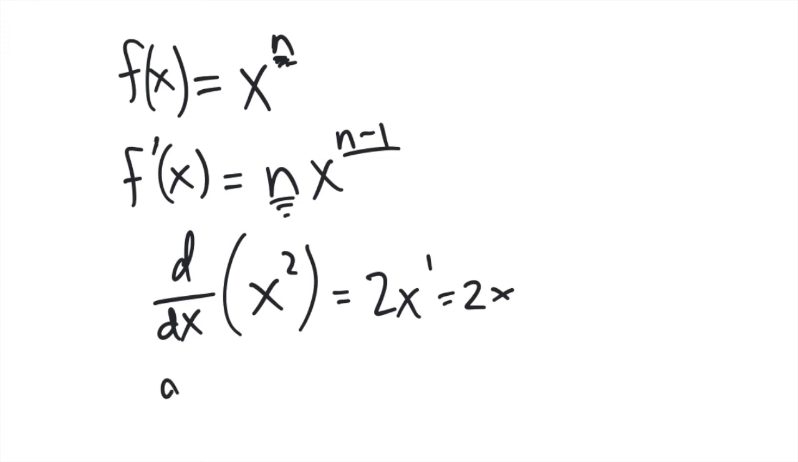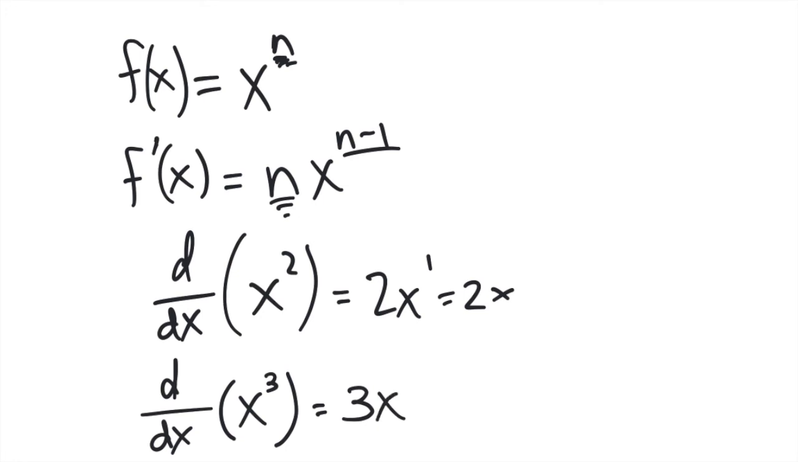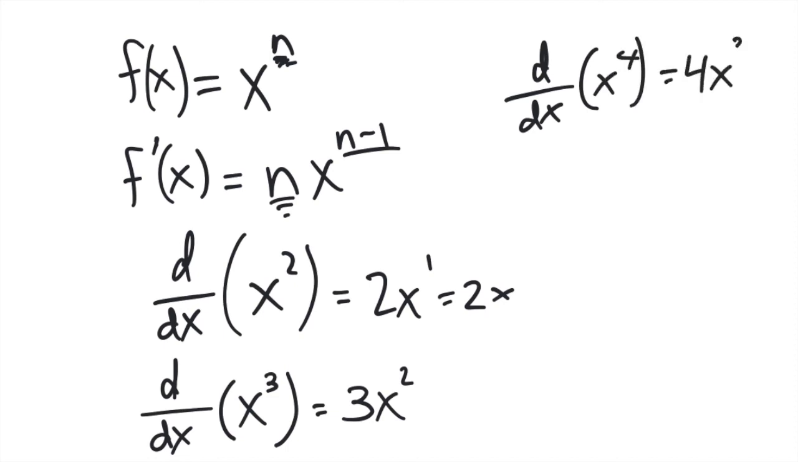What does that mean if you have your original function as x to the third? Well, then you're going to have a 3 out front because that was the exponent. And then you're going to have an x to the power of something that goes down by 1. So 3 minus 1, you get an exponent of 2. What happens when you take the derivative of x to the fourth? You're going to get 4x to the third. And so on and so forth.